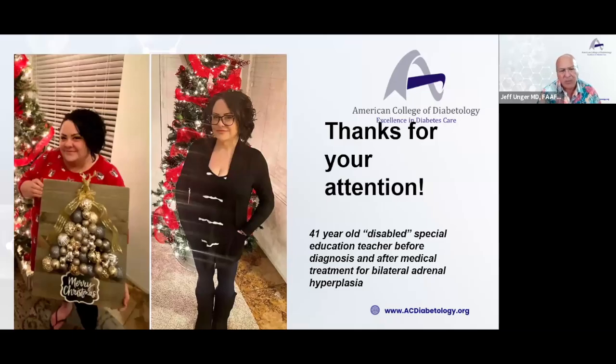And this is another one of our patients that we have with hypercortisolism. This is the before and after. This patient is a special ed teacher. She's 44 years old. She was diagnosed as having disability. That was it. Because she was so tired, she couldn't do her special ed class. But she had bilateral adrenal hyperplasia. We treated her medically. Look at the difference after 2 years.